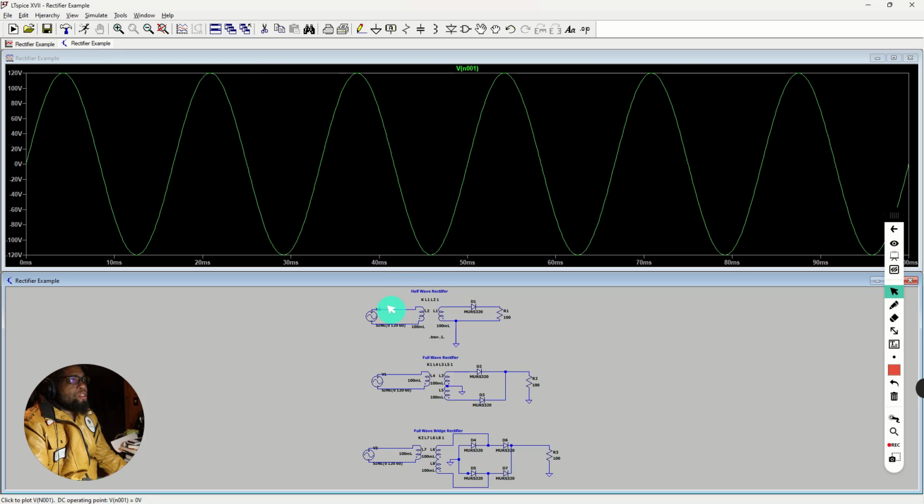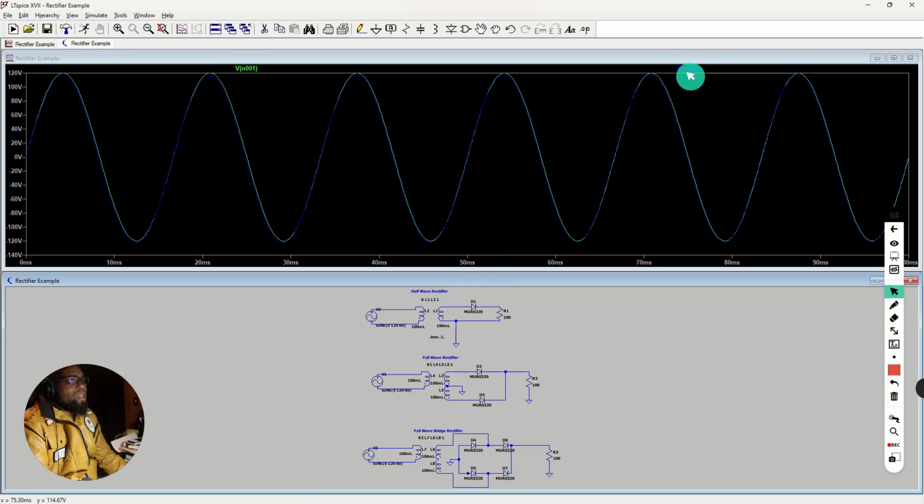So the green signal is the input. You can see V(n001), that's going to be the input. And then the output, the secondary, is n002 over here, and that's in blue. As you can see, they're almost perfectly aligned with each other. That's showing you that our transformer is basically 1-to-1, and that's what I wanted. I wasn't trying to step up or step down this voltage. I just wanted 1-to-1, just to give an example of this circuit here.